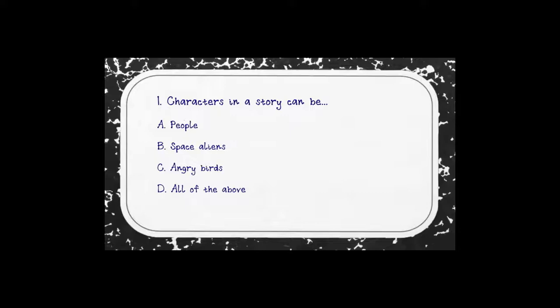Let's review. Question number 1. Characters in a story can be A, people, B, space aliens, C, angry birds, D, all of the above. The answer is D. People, space aliens, angry birds, fish, talking clocks, dancing teaspoons, and so much more can all be characters in a story. The types of characters in a story are limited only by the imagination of the writer.